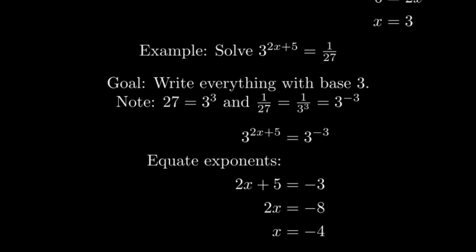Now our equation is 3 to the 2x plus 5 equals 3 to the negative 3. The bases are the same, so we set the exponents equal. 2x plus 5 equals negative 3. Subtracting 5 from both sides gives 2x equals negative 8, and dividing by 2 gives our final answer, x equals negative 4. To wrap up, let's see how these laws of exponents can be applied to model real-life situations.